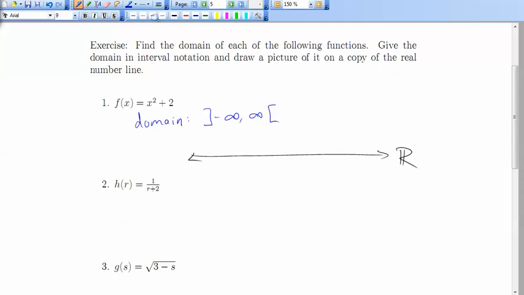Okay, so this one's very easy to draw. It is the real number line. Another way to think about this first question is that what we're being asked to do with our function is take the input, square it, and add 2. But every real number can be squared, and all those results can have plus 2 added to them. We're never going to run into any problems. Okay, so any real number is fair game as an input to that function.